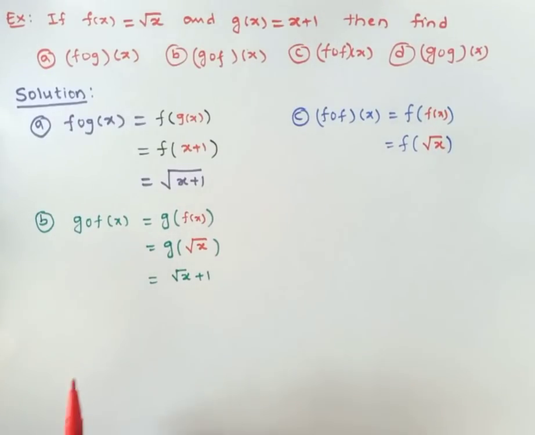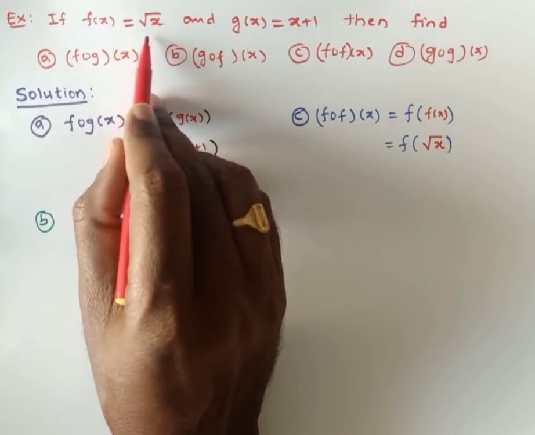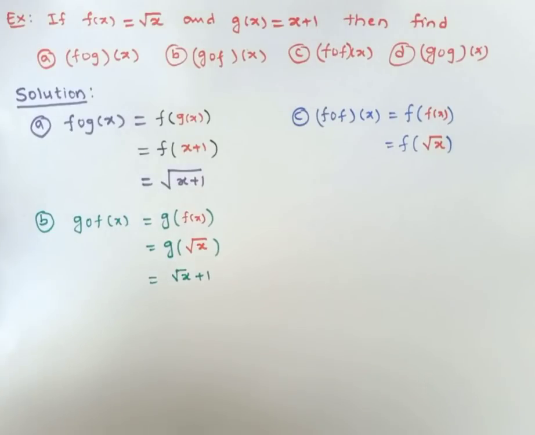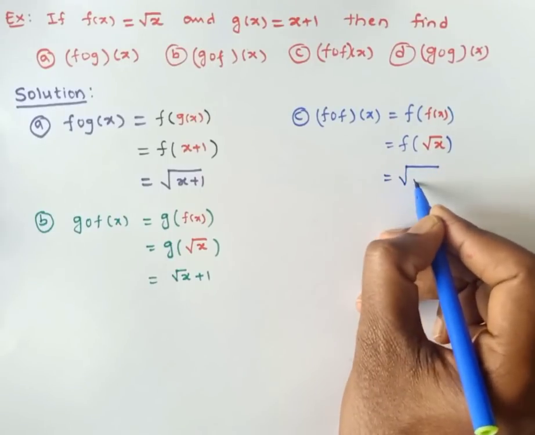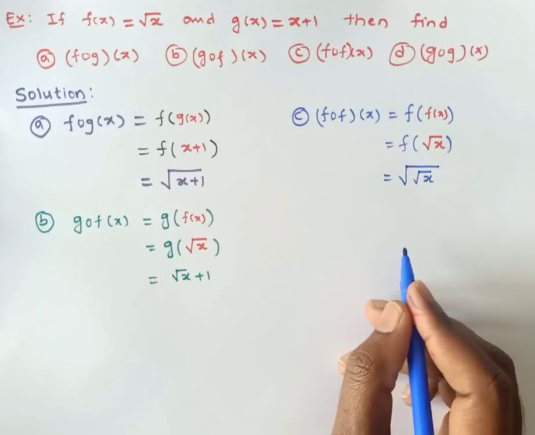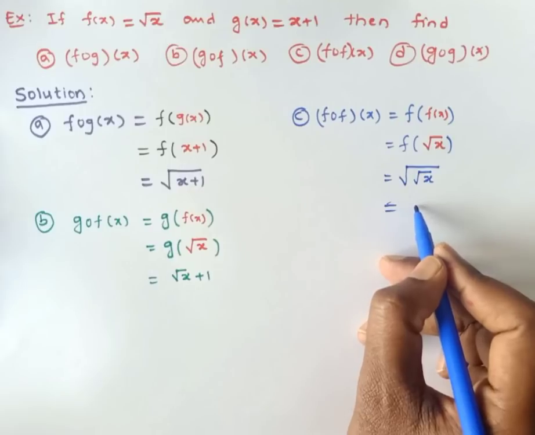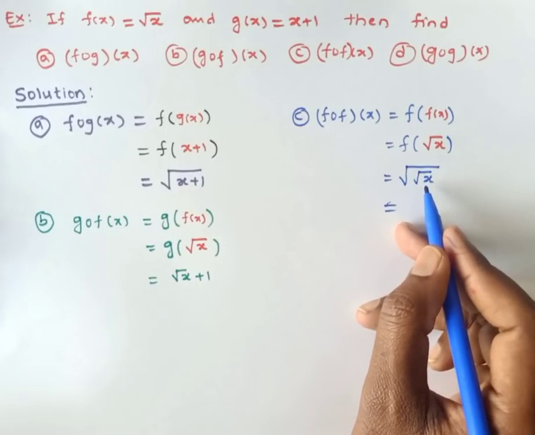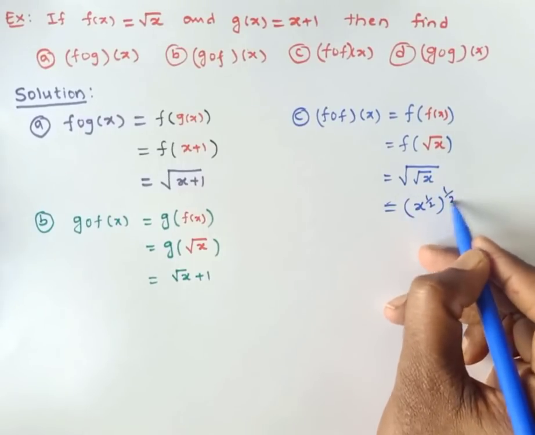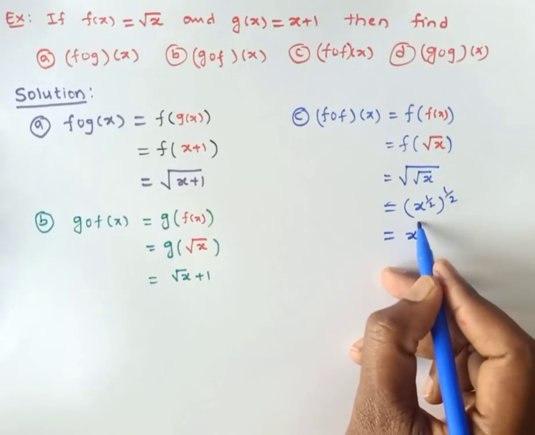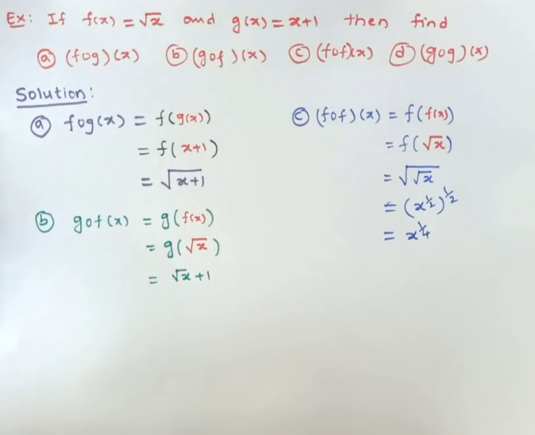Now it is in the form of f of x, but instead of x, root x is there. What is our defined function? That is root x. Now replace this x with root x, so that it is root of root x. Root of root x means x power 1 by 2, and whole power 1 by 2, so we can write it as x power 1 by 2 whole to the power of 1 by 2. Simply we can write this as x to the power of 1 by 4. So f compose f of x is nothing but x power 1 by 4.